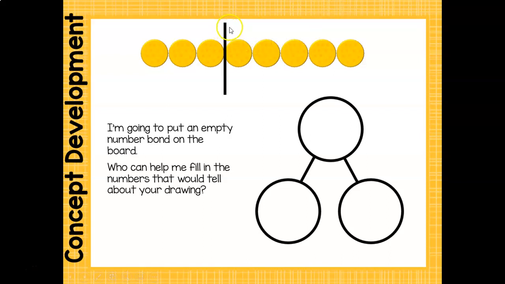And now let's count how many crackers we have that we kept for ourselves. 1, 2, 3, 4, 5. Go ahead and write that 5 in our other part. So we had 8 was our whole, 3 was one part, and 5 was another part.